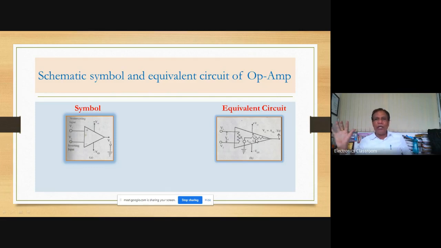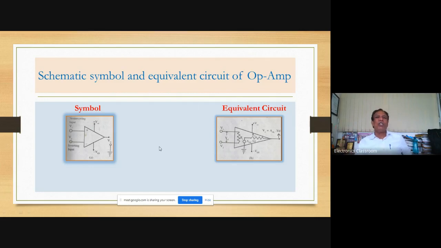For an ideal operational amplifier, the output resistance has a value of 0. If the output resistance is 0, it means there is no opposition. The entire power delivered is given to the load, 100%, and it will be able to drive a number of loads. So this is nothing but the equivalent circuit.